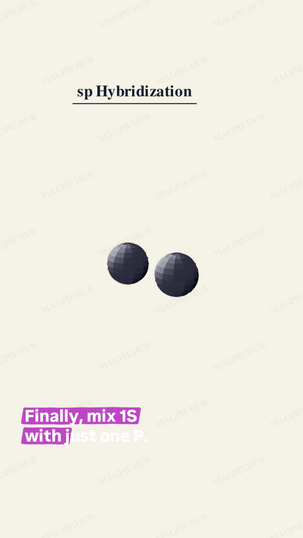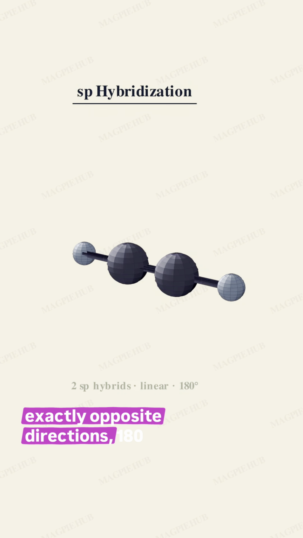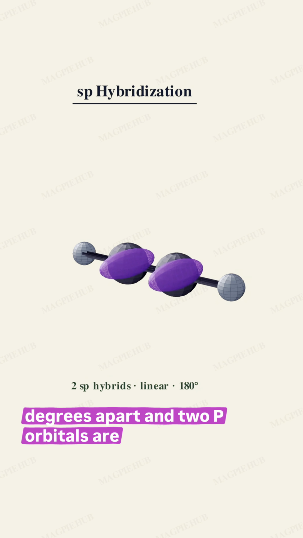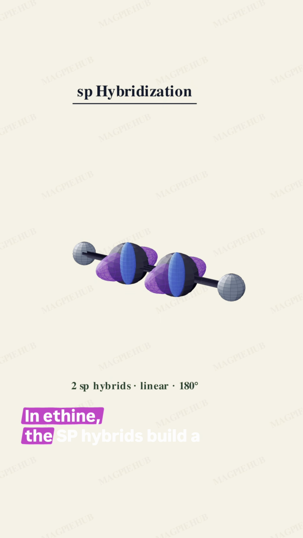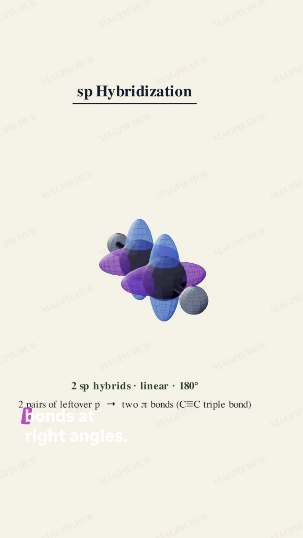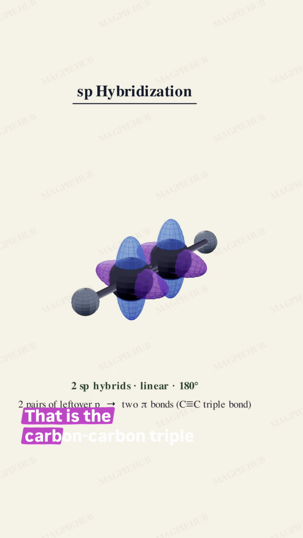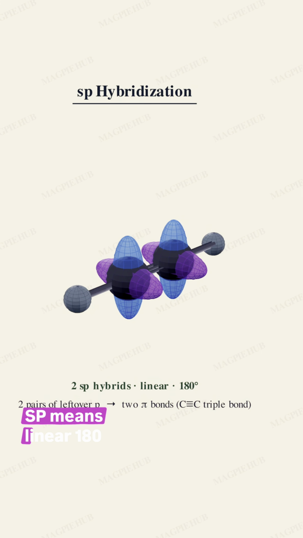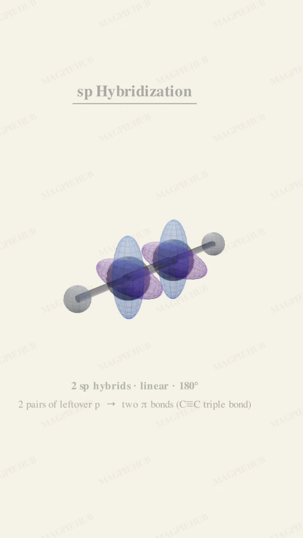Finally, mix one s with just 1 p. You get 2 sp hybrids pointing in exactly opposite directions, 180 degrees apart, and 2 p orbitals are left unhybridized. In ethyne, the sp hybrids build a linear skeleton, while the 2 pairs of leftover p orbitals form 2 pi bonds at right angles. That is the carbon-carbon triple bond. sp means linear, 180 degrees.